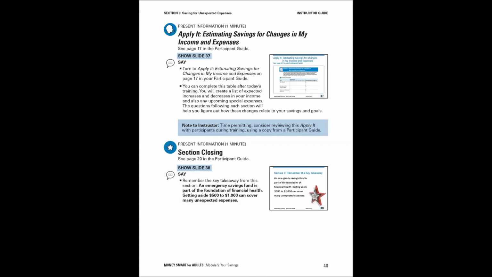Now, because of the length of time that it may take for them to complete this, you may want to suggest that they do this after training to give them the opportunity to spend the time required to actually fill out all 3 worksheets. And then moving to our section closing, remind participants of the key takeaway for this section. An emergency savings fund is part of the foundation of financial health. Setting aside $500 to $1,000 can cover many unexpected expenses.